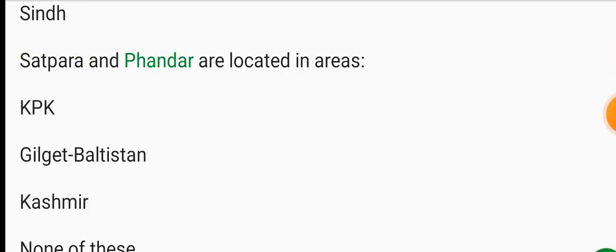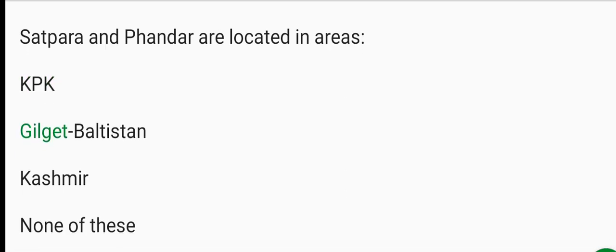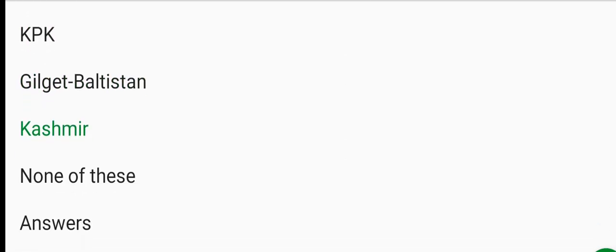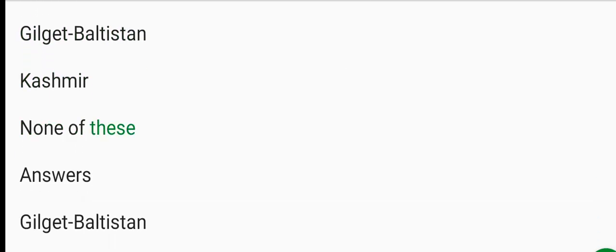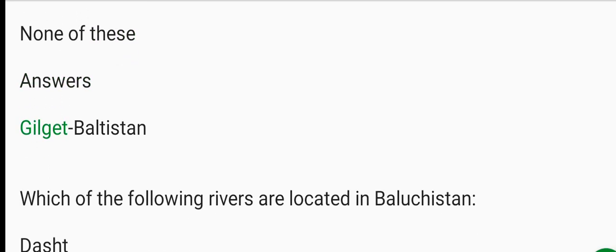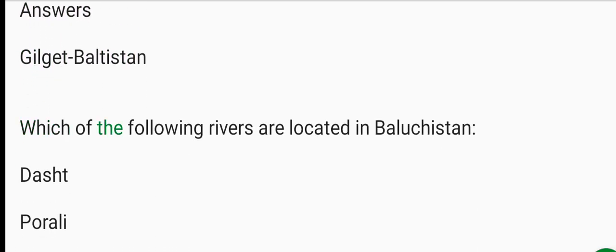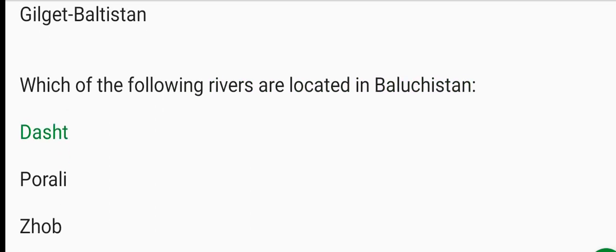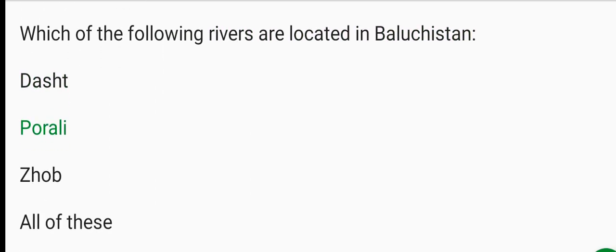Para and Fandar are located in areas. KPK. Gilgit-Baltistan. Kashmir. None of these. Answer: Gilgit-Baltistan. Which of the following rivers are located in Baluchistan? Dashed. Corally. Job. All of these.